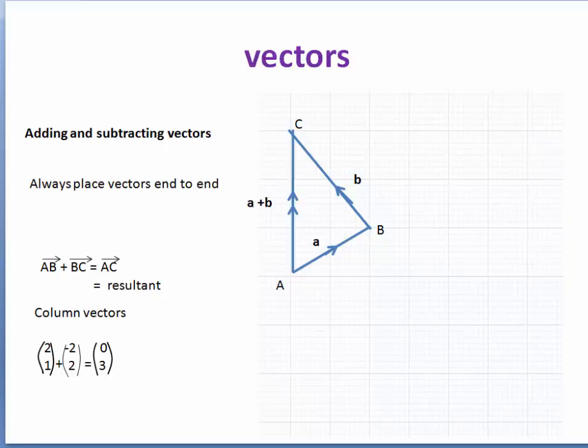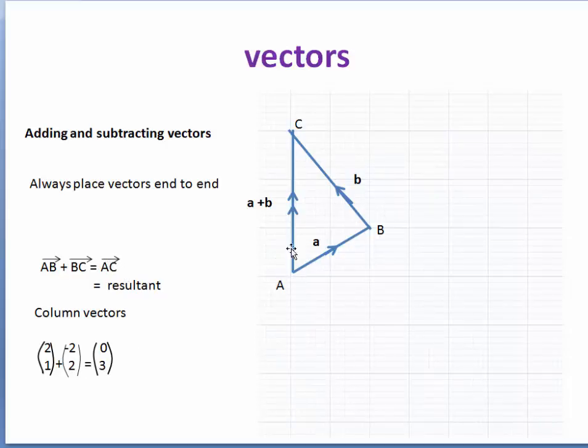So let's write that vector in. That's the resultant vector AC, or A plus B. And in column form, we can write A to B as vector (2, 1), so it's 2 across, 1 up, plus vector BC, which is minus 2 across, 2 up. Then we add these two, so 2 plus minus 2 is 0, 1 plus 2 is 3, and this is vector A to C.